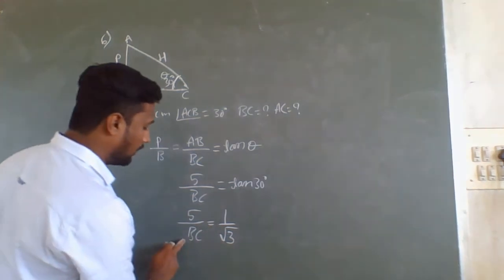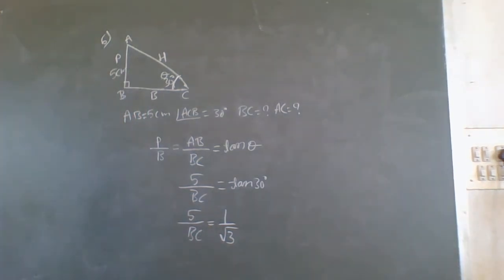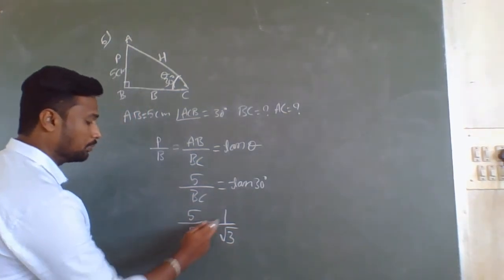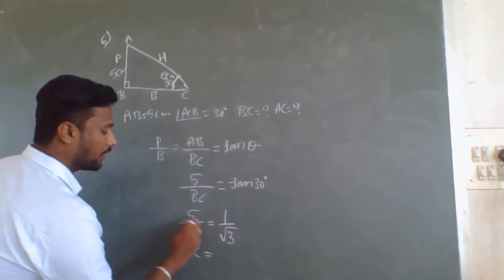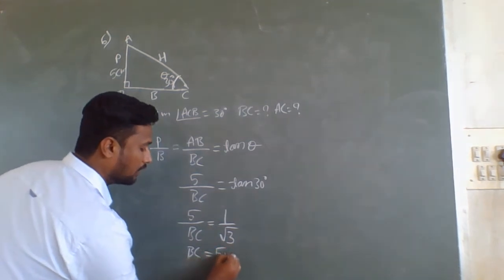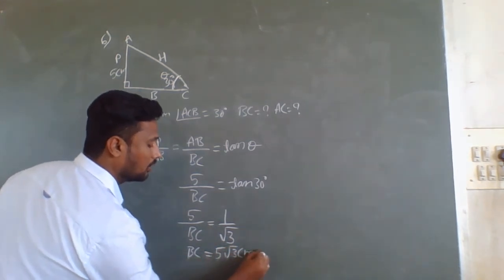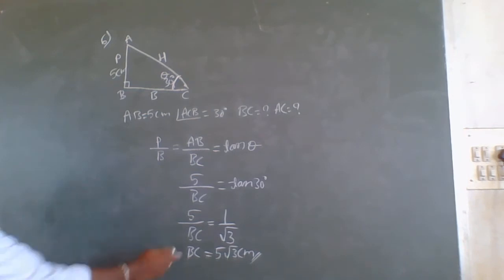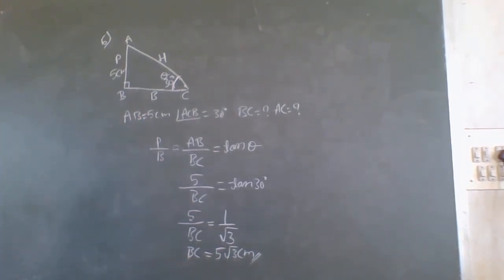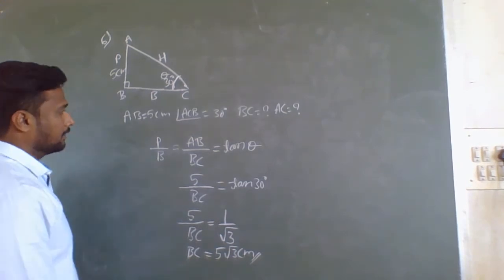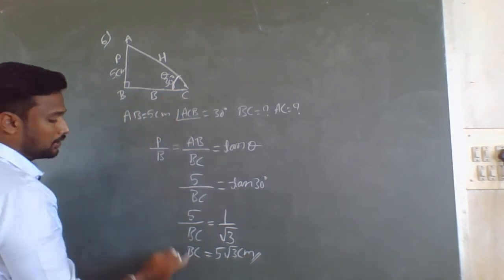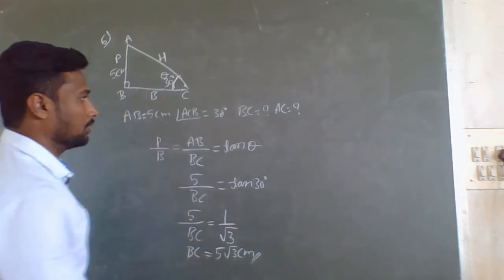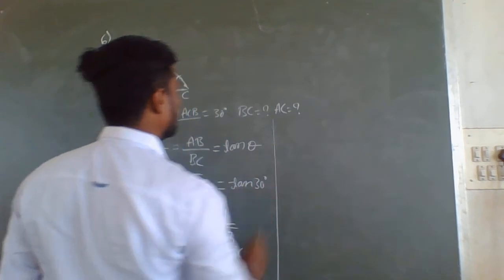So now to get the length of BC, what can we do? Cross multiplication. So BC into 1 means BC. Next, 5 into root 3, 5 root 3 centimeter. So this is the length of BC. Now we got the length of BC. So now remaining is AC. We have calculated the length of BC, which equals 5 root 3 centimeter. Now we have to calculate the length of AC.